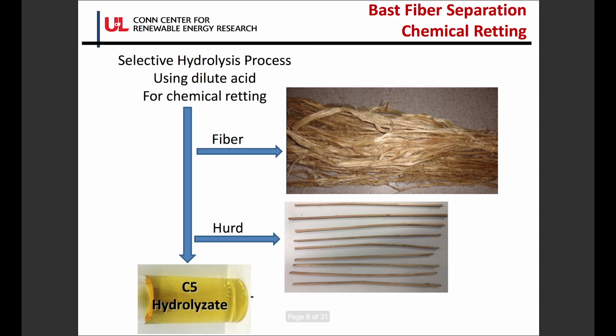And once you take the C5 sugar out, we're able to get the fiber out as a very clean stock, and we also get something called a C5 hydrolysate. So this is the path we have chosen based on the other work that we have been doing at Conn Center. I'll explain to you our rationale behind why we are choosing this process.